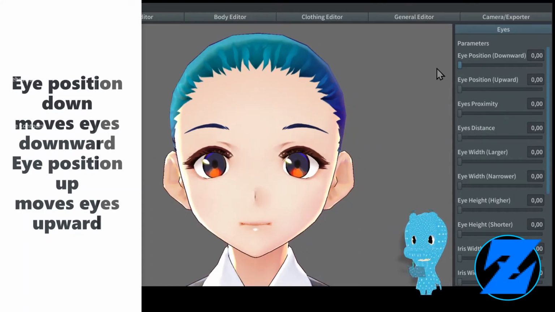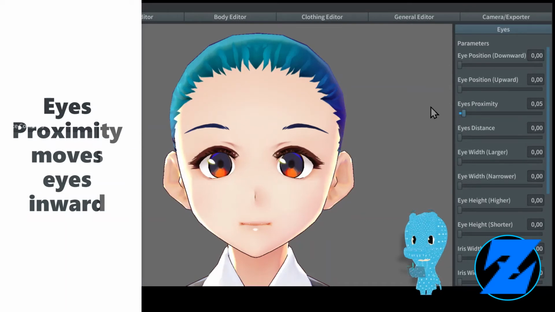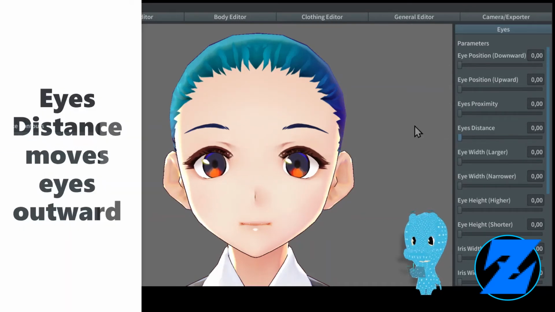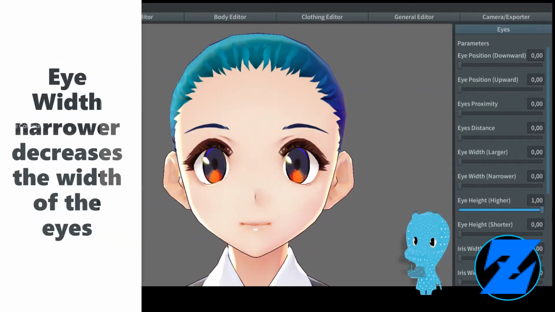Eyes proximity, moves eyes inward. Eyes distance, moves eyes outward. Eye width larger, increases the width of the eyes. Eye width narrower, decreases the width of the eyes.